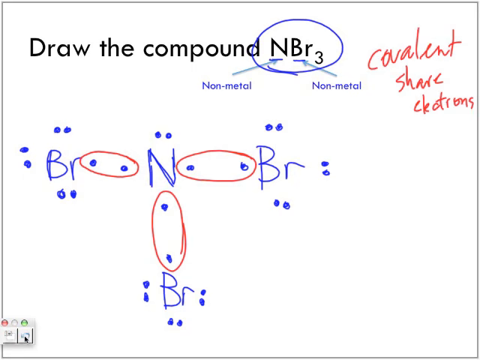So let's double check that everything's got 8 valence electrons. This nitrogen in the center has 5 of its own, plus this one, 6, plus this one, 7, plus this one that is sharing, 8. So nitrogen has 8 valence electrons surrounding it. Each bromine has 7, plus 1 that it's sharing, which means all the bromine have 8 valence electrons.